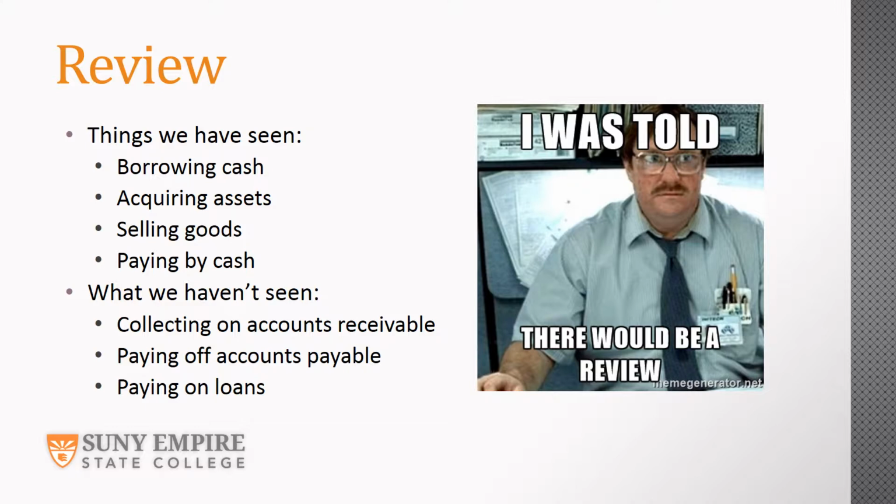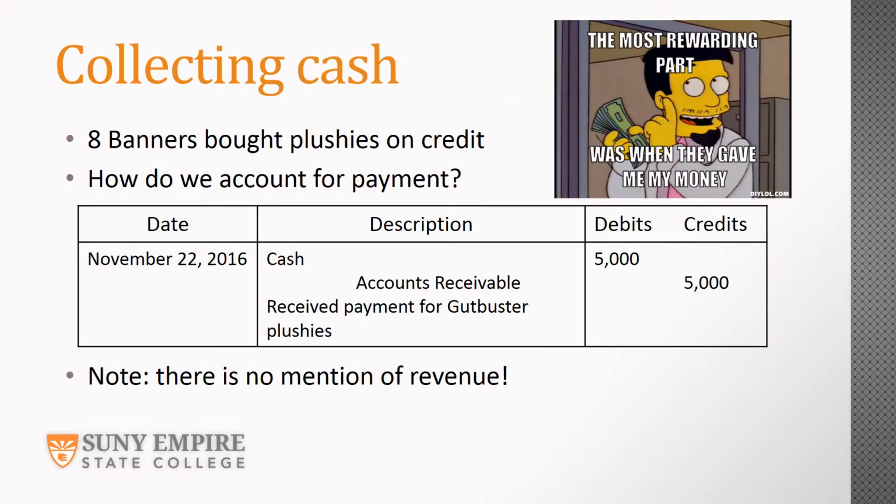What we have not yet learned is how to journal for collecting cash owed a company, paying amounts owed another company, or paying back on a loan. Recall that on November 15th, 2016, 8 Banners Amusement Park bought $12,500 worth of souvenir plush toys from Polly's Plushies on credit. 1 week later, 8 Banners sent a check for $5,000 as a payment on that account. How do we enter this transaction into the general journal?